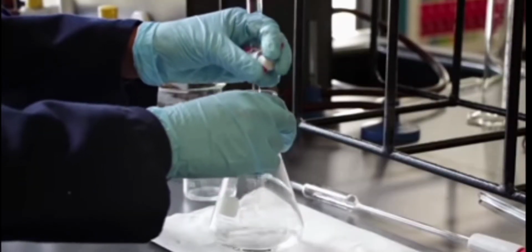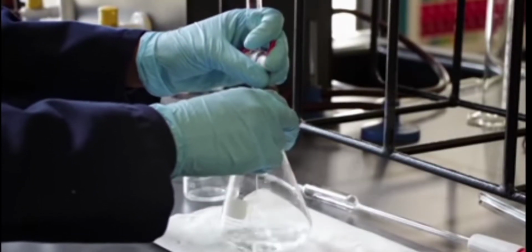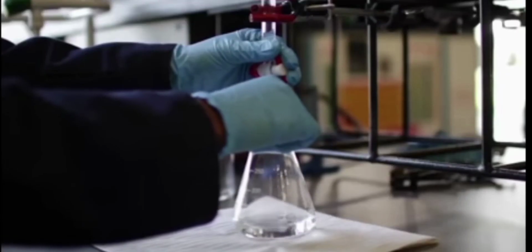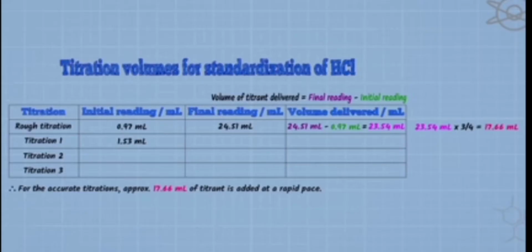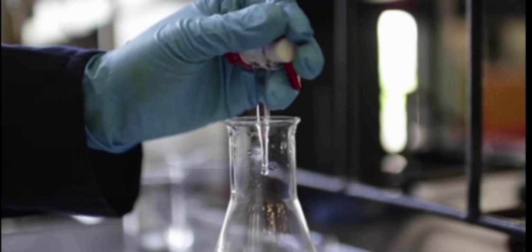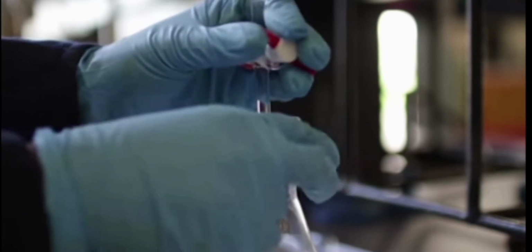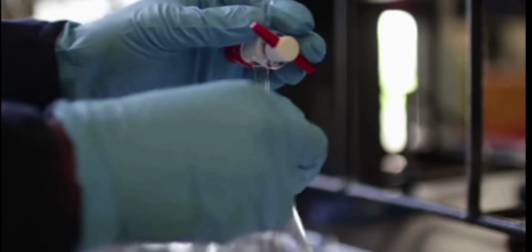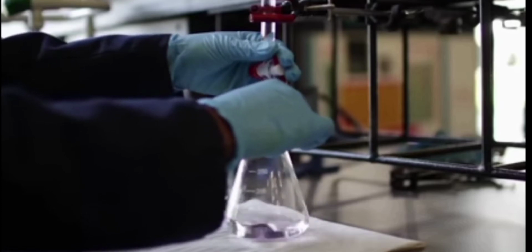The next titration will be done carefully to ensure that the endpoint is not missed, using the volume recorded during the rough titration. The general procedure is to deliver approximately 3/4 of the volume of titrant recorded from the rough titration at a rapid pace and then add the titrant slowly until the endpoint. It is even possible to add a drop, swirl, add another drop, and so on until an endpoint is reached.